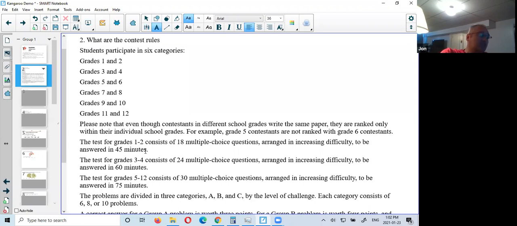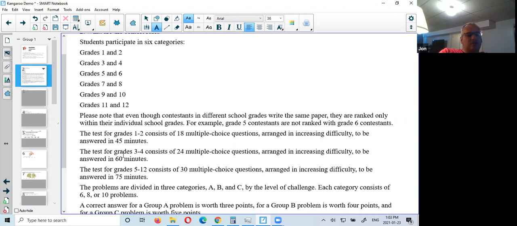If you're in grade 1 or 2, the first level, it's a shorter test. There are 18 questions, and you have 45 minutes. And the questions are broken into 3 sections. The first 6 questions are worth 3 points, and then the next 6 questions are worth 4 points, and the final 6 questions are worth 5 points. If you're in grade 3 or 4, there are a few more questions. There's 24, and you have an extra 15 minutes. So you have 60 minutes to complete the contest.